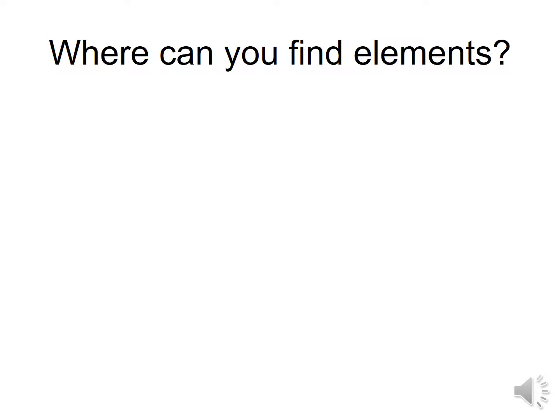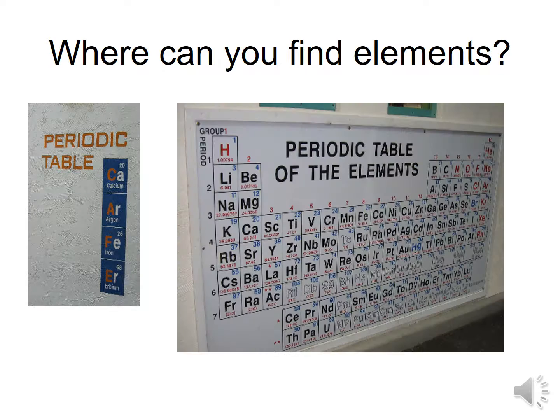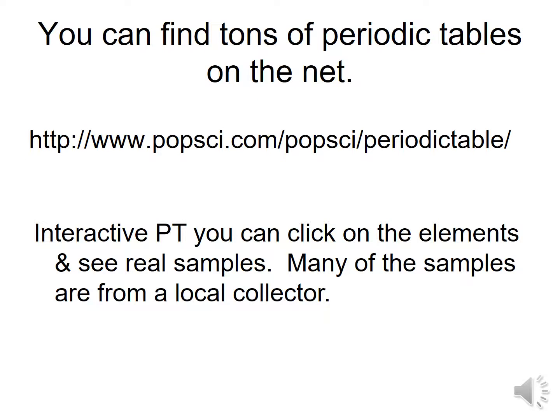Where would we go to find the elements? Well, of course, we would go to the periodic table of the elements. And that's where we would find examples of all the elements. If you go to the internet, you can find lots of examples of periodic tables. You can even find some interactive periodic tables where you can click on the elements and see actual samples.